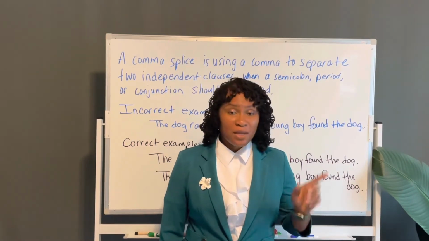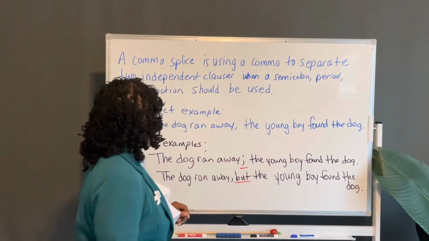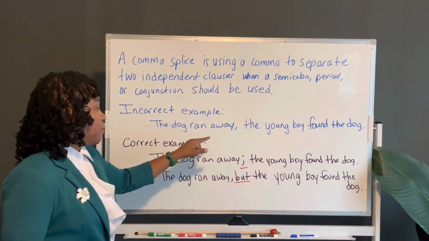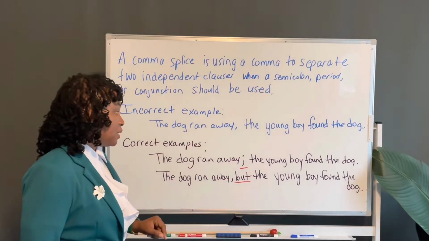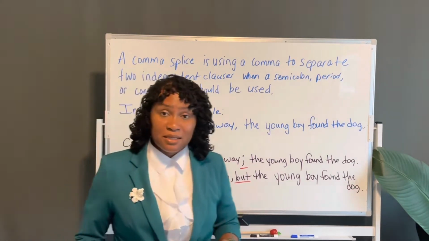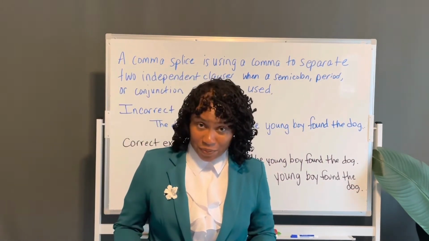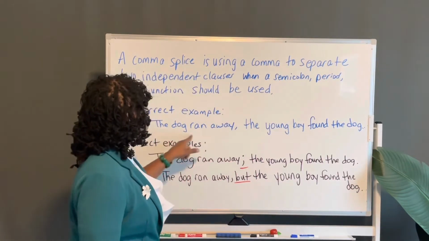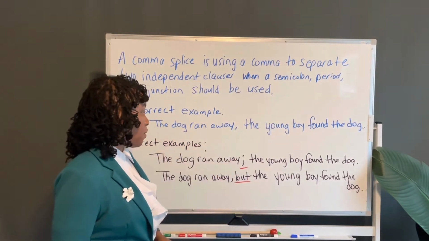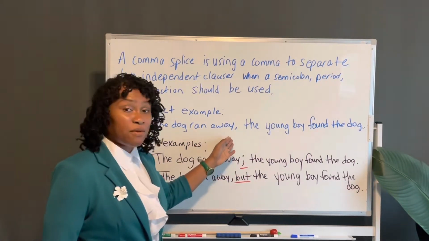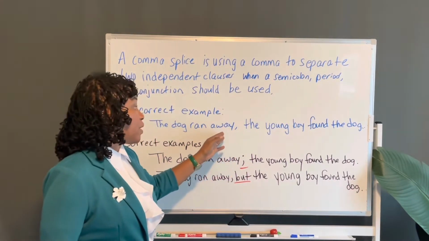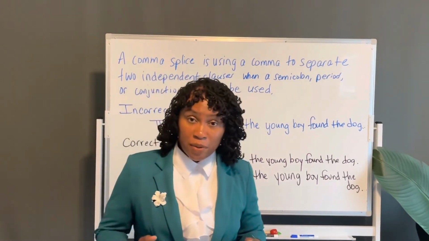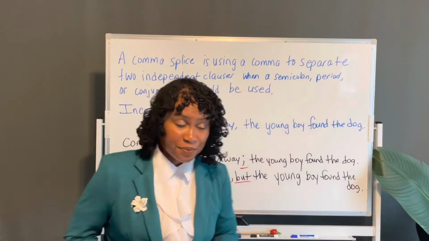Now let's look at a few examples on the board here. Okay, here you see an incorrect example. The dog ran away, comma, the young boy found the dog. Now, a complete sentence has a subject and a verb. So therefore you need more than just a comma. That's the incorrect example. This is an example of a comma splice: a comma separating two independent clauses or two complete sentences. An independent clause is the same thing as a complete sentence.